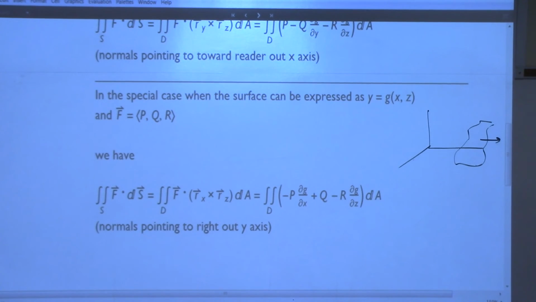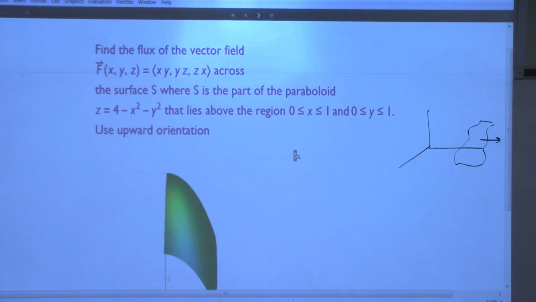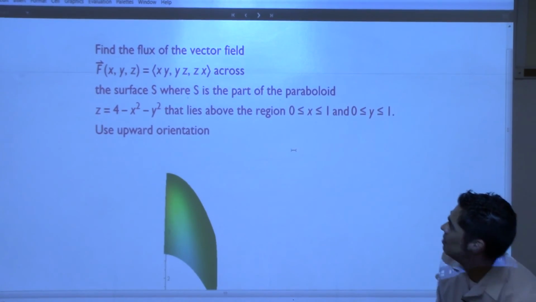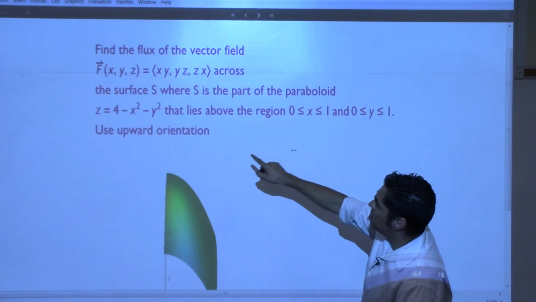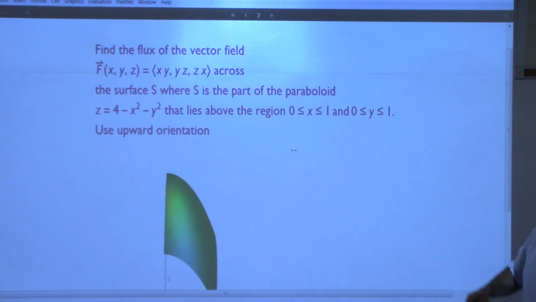I have 6 minutes. I think I have enough time to do one, at least set it up. Find the flux of the vector field. There's your vector field. The surface is the part of the paraboloid z equals 4 minus x squared minus y squared that lies above this region. So it's giving me this paraboloid.